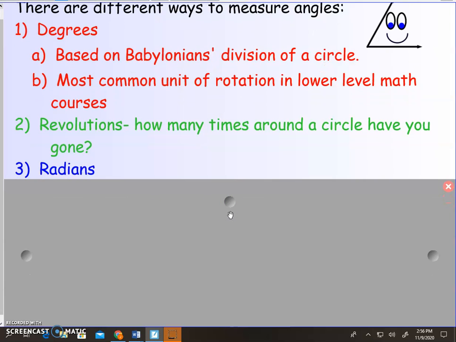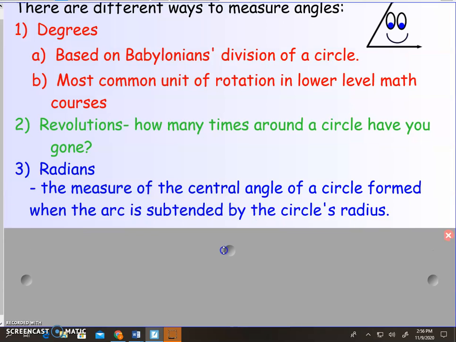And I know you learned about these last year, but let's refresh ourselves. Here's the definition of a radian. It is the measure of the central angle of a circle formed when the arc is subtended by the circle's radius. And by golly, I'll bet you that clears up every question you had about what a radian actually is. I know, that's not clearing it up.